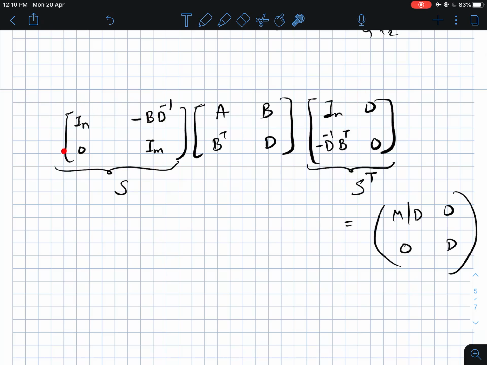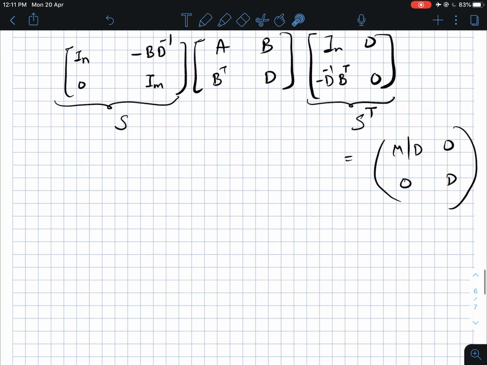You can see that because if you take the transpose of this quantity, it will end up here, which is precisely what happened here, and then you will get D inverse transpose B transpose. But D is symmetric because the overall thing is symmetric, so D is also symmetric. So minus D inverse B transpose, this is what you will get. Okay, S and S transpose.